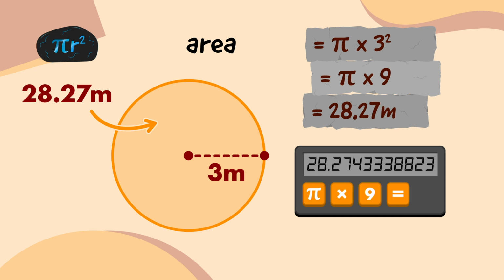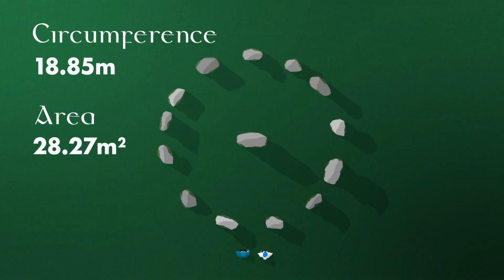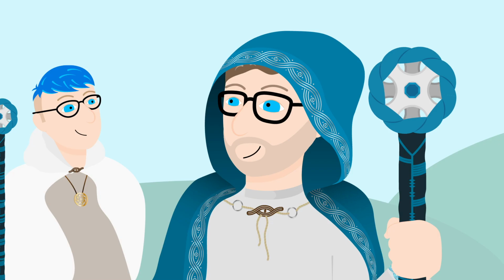In fact, because the area of a shape is a two-dimensional measurement, it's not measured in metres, but in square metres. That means the area of this stone circle is actually 28.27 square metres. Alright, well, I think we've got everything we need to read the spell and bring the stones to life. I'll let you do the honours, Chris.